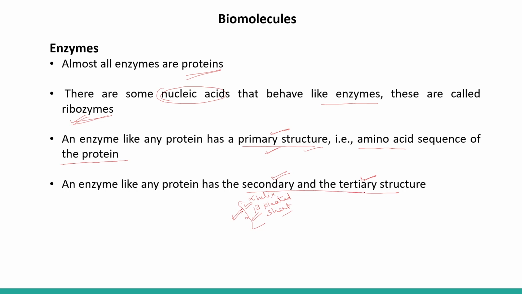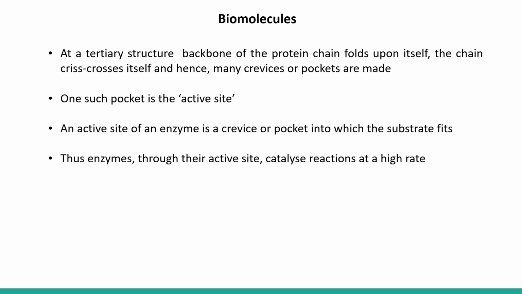Now the tertiary structure. This alpha helix and beta pleated sheet get folded in a proper way and form a structural unit. Okay, that forms the structural unit. That is the tertiary structure. So all the enzymes have primary structure, secondary structure, as well as the tertiary structure. At the tertiary structure, the backbone of the protein chain folds upon itself. The chain crisscrosses itself, and hence many crevices or pockets are made.